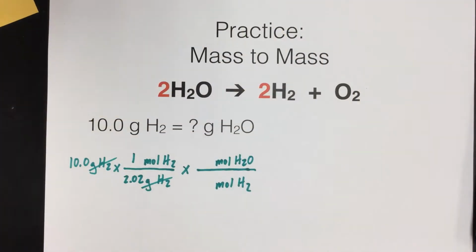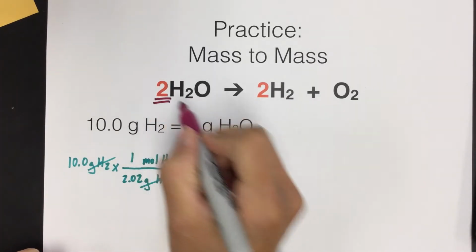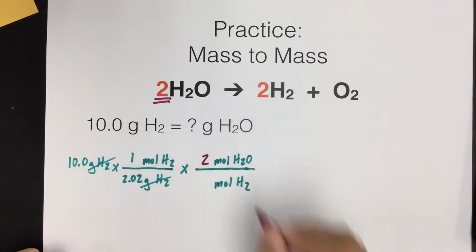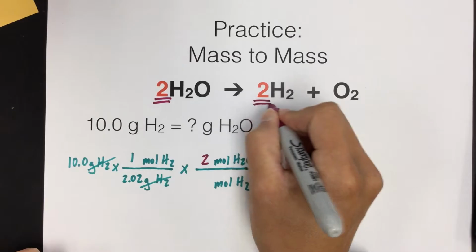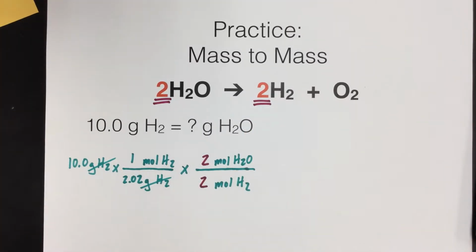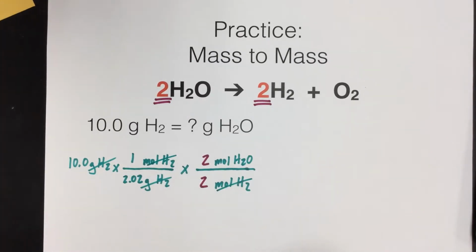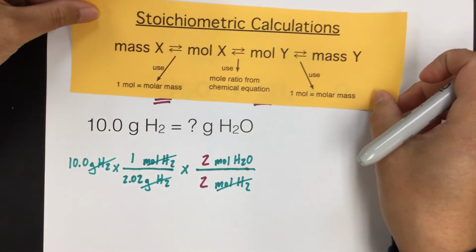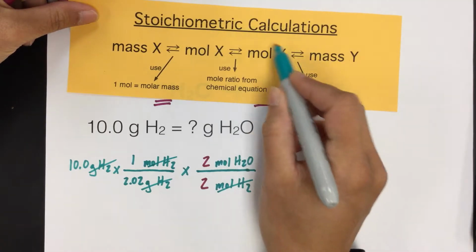All right, so we look to the balanced chemical equation. We find H2O is right here, and it tells us that there are 2 moles of H2O. Then we look to find H2, it's right here. We see that there are 2 moles of H2. And that is our mole ratio, right? Those 2's came from the balanced chemical equation. Now if we cancel our units, moles of H2 cancel. Now we have just converted from moles of H2 to moles of H2O. So now we're at this spot.